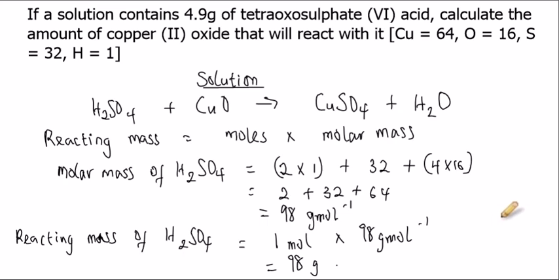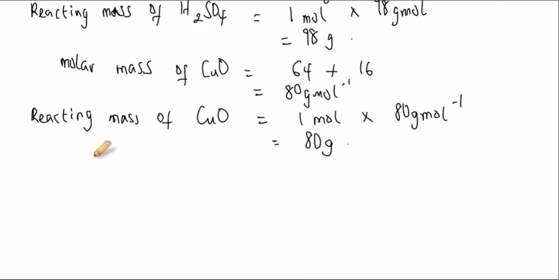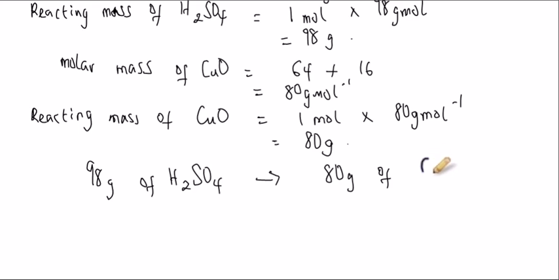The question is, if a solution contains 4.9 grams of tetraoxosulphate 6 acid, calculate the amount of copper 2 oxide that will react with it. From what we did earlier, we've gotten the reacting mass of each of them. So now, what if we have 4.9 grams of H2SO4, tetraoxosulphate 6 acid? What mass of copper 2 oxide will be needed to react with it? To get the mass of copper 2 oxide that will react with it, we can use the relationship saying that 98 grams of H2SO4 requires 80 grams of copper 2 oxide.